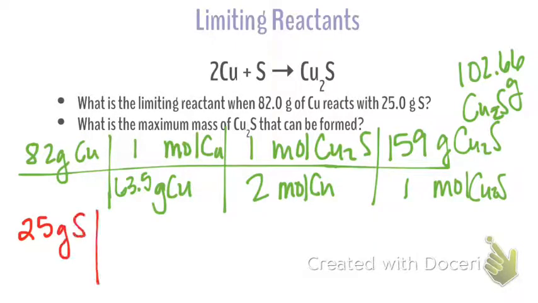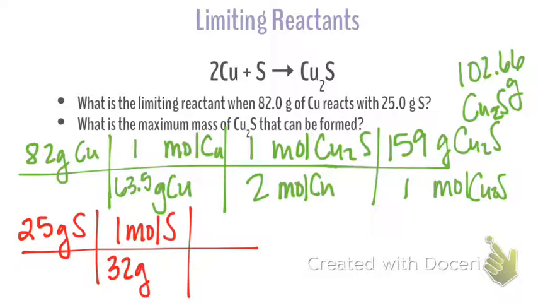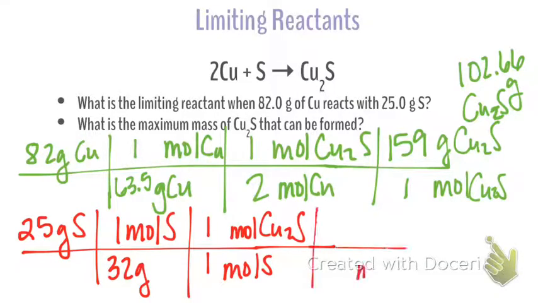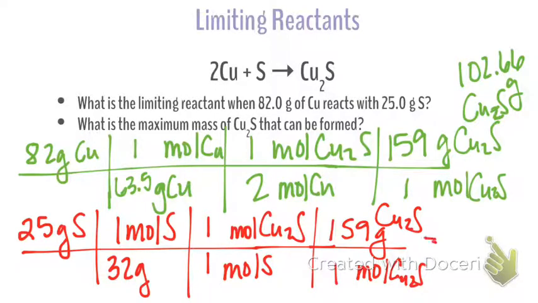25 grams of sulfur, 32 grams is to 1 mole of sulfur. Moles of sulfur to moles of copper sulfide. This is 1 to 1. And then moles. Silly. All right. So we multiply across the whole top, divide by the whole bottom. 124. Okay. 124.22 grams of Cu2S. Okay.